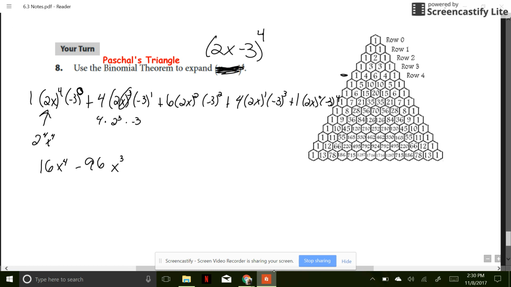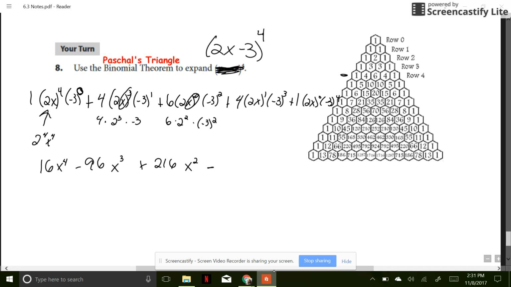Our next one should be plus, since we do have that negative 3 squared, that's going to make it positive. So here our coefficient is going to be 6 times 2 squared times negative 3 squared. We're going to have x squared as our variable there. But 6 times 2 squared times negative 3 squared will get us 216.